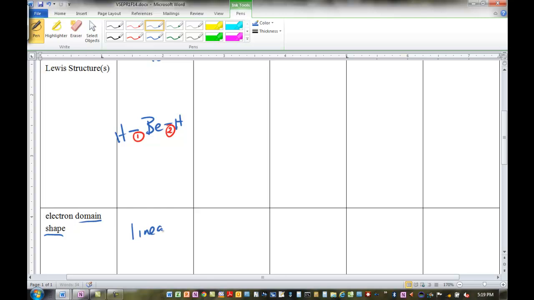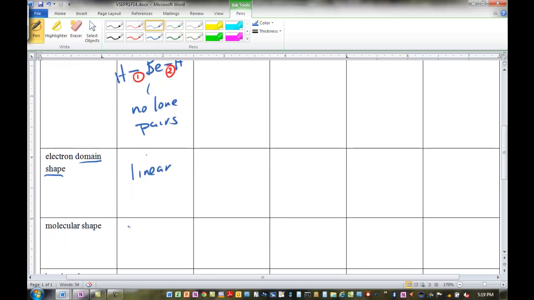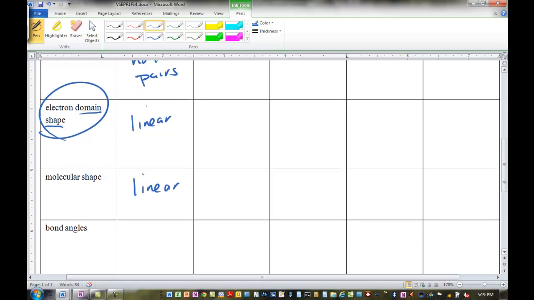That is linear. Now, if there are no lone pairs, because we're going to talk in a minute about how lone pairs occupy space and we have to account for that, if there are no lone pairs, the shape or molecular geometry will be the same as your electron domain shape. This seems obvious, but when there are lone pairs, the electron domain shape and the molecular shape won't be the same. And we'll get to that. Bond angles, linear, 180. That's it.